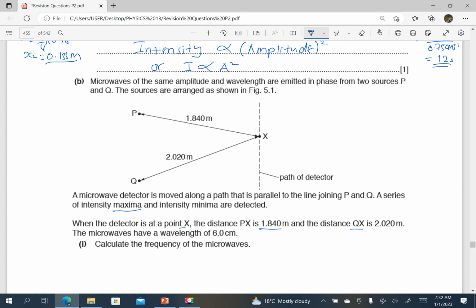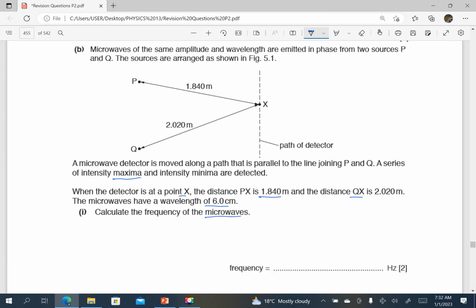The microwaves have a wavelength of 6.0 centimeters. Calculate the frequency of the microwaves. Remember, microwaves are electromagnetic, and all electromagnetic waves travel at the speed of 3.0 times 10 power 8 meters per second. So you don't need to look for the speed. So we want to find the frequency.